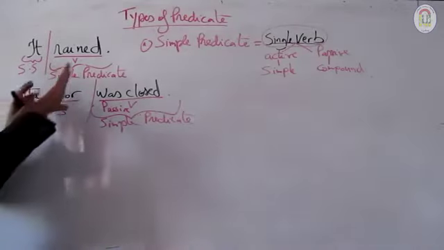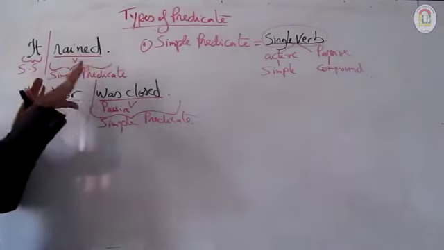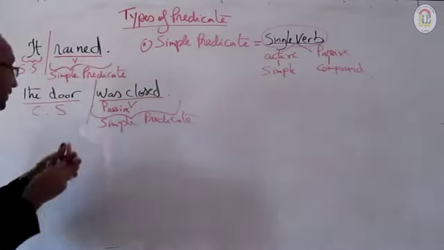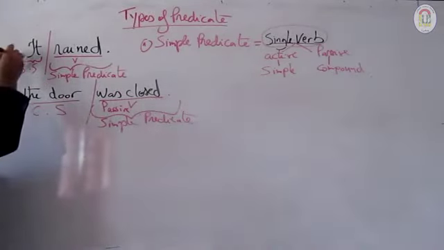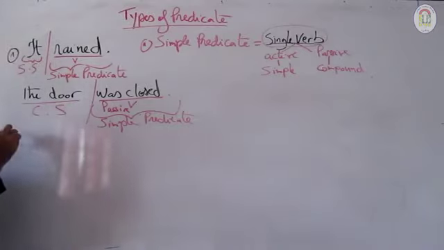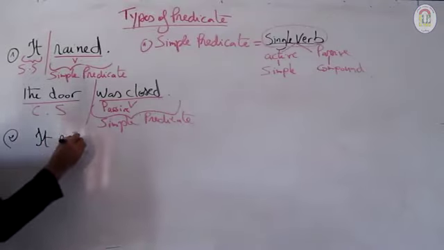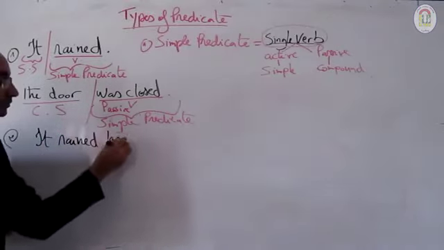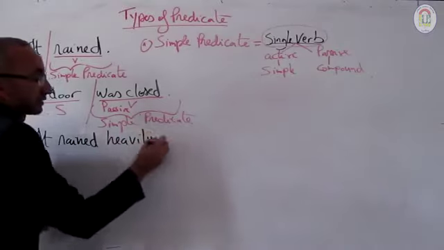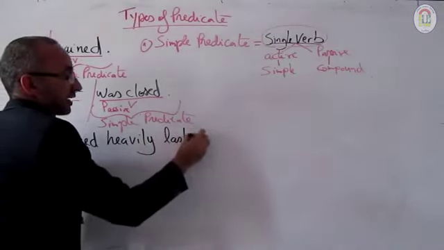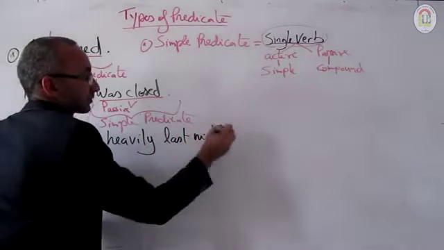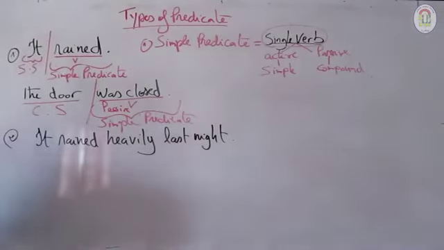Now let's take an example, and extend our second part, our predicate. We write number two, example: it rained heavily last night.